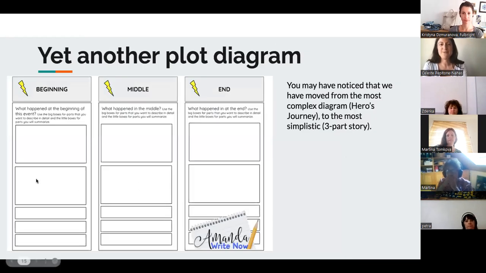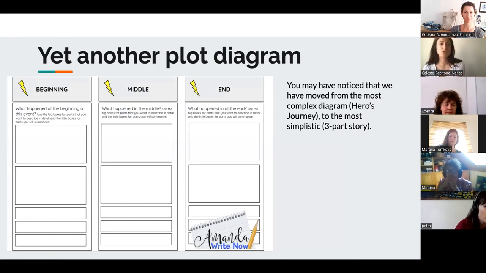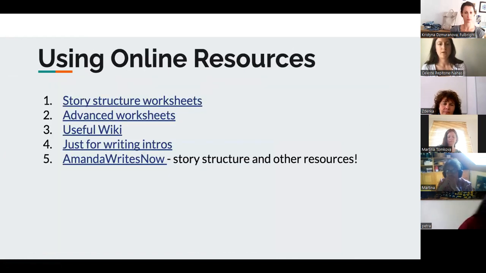If all of this seems too complex, I found a wonderful, simple one, which is simply beginning, middle, and end. And I really love this diagram. I will link to it so you can print this out and simply have students think about their story in 3 parts. So we've now moved from possibly the most complex structure to the most basic, and they all work really well. And here, this webinar is recorded, but I can also email you this slideshow so you can click on these links, and all the resources that I've shared in the past 2 lessons are linked here.